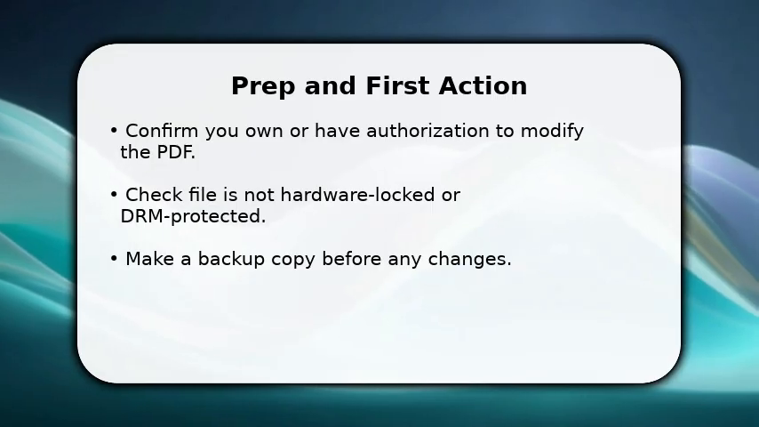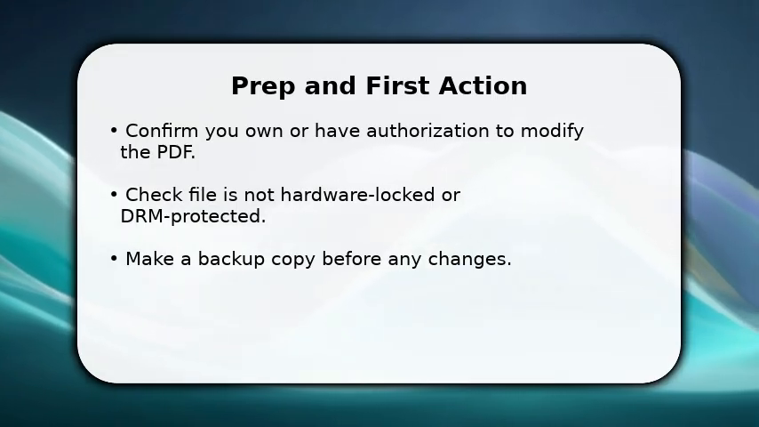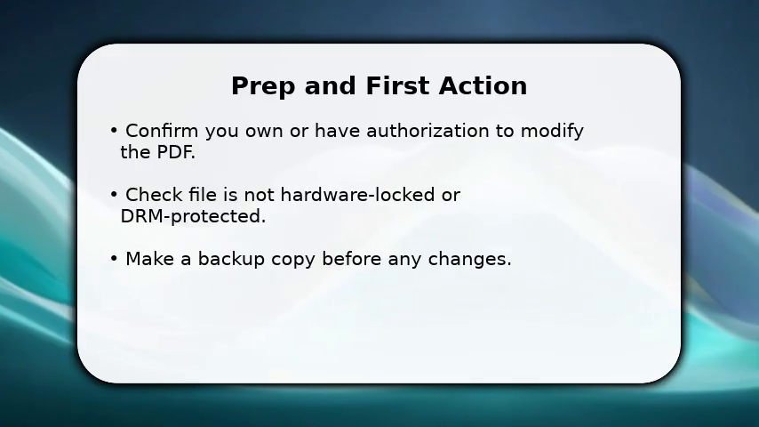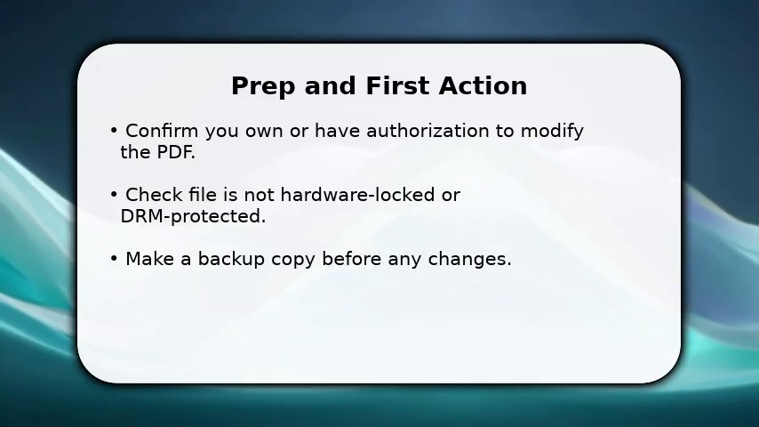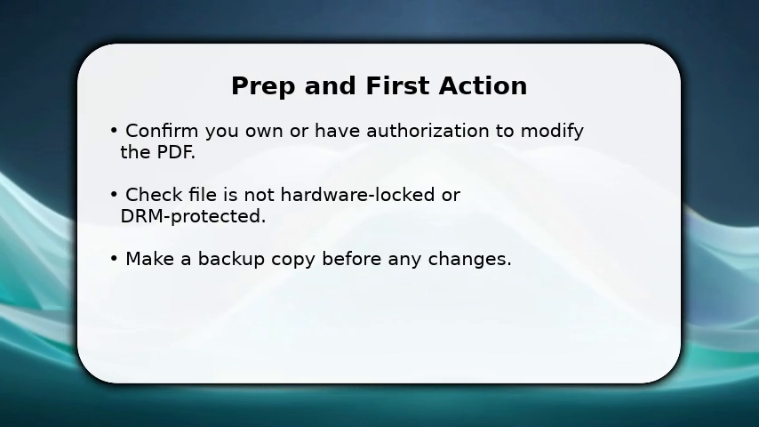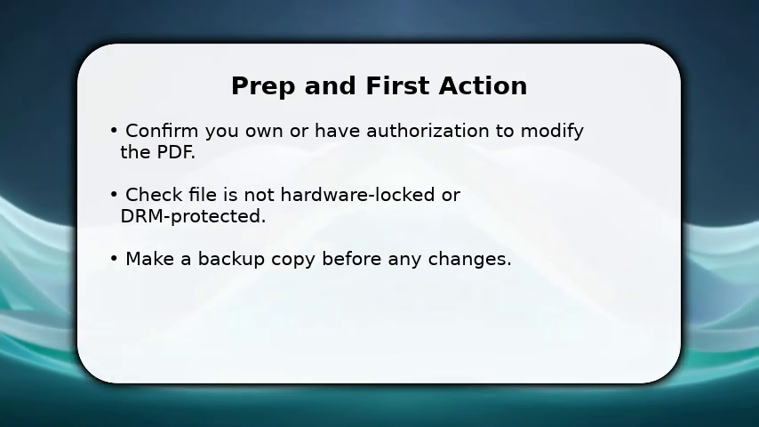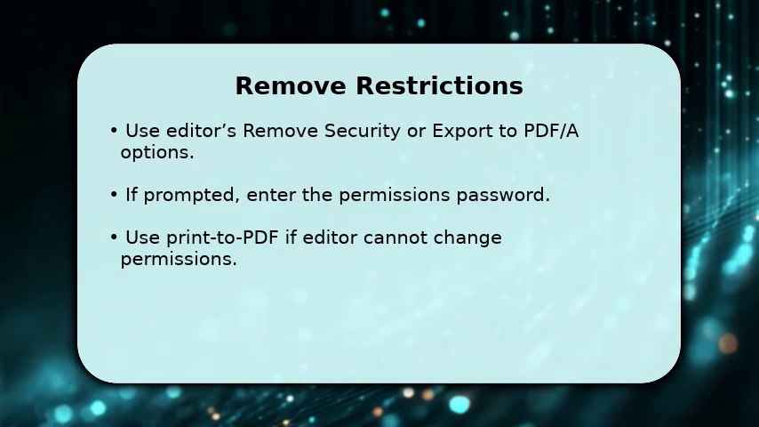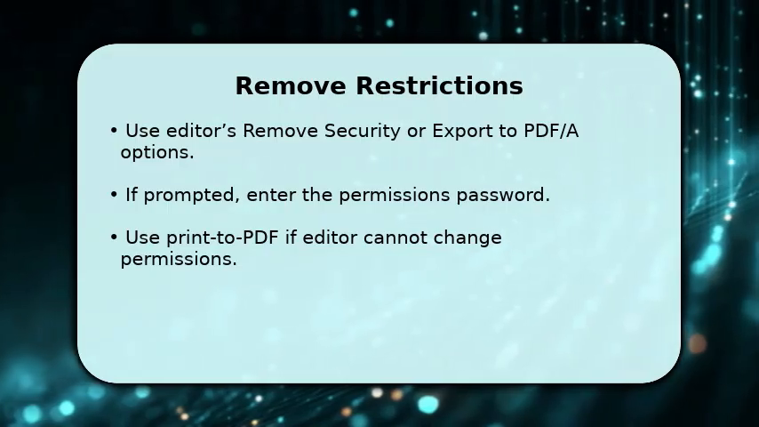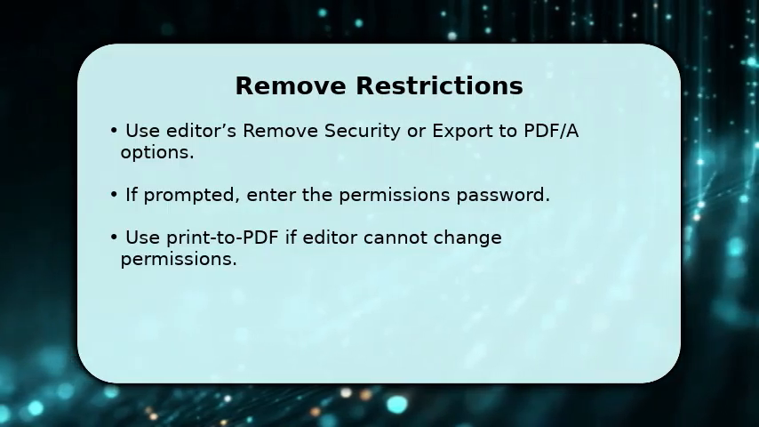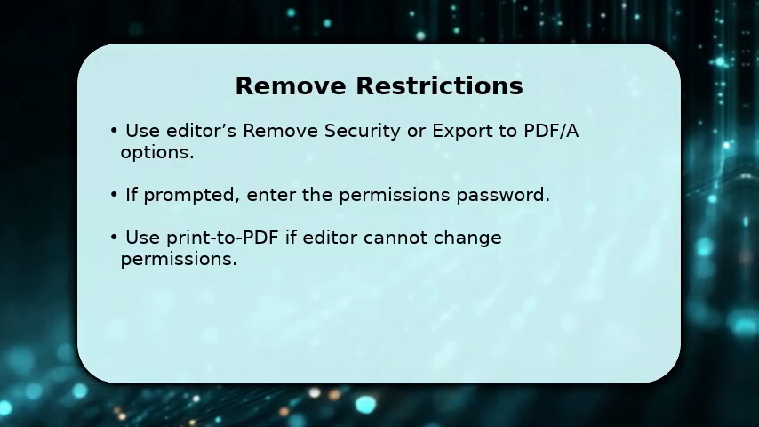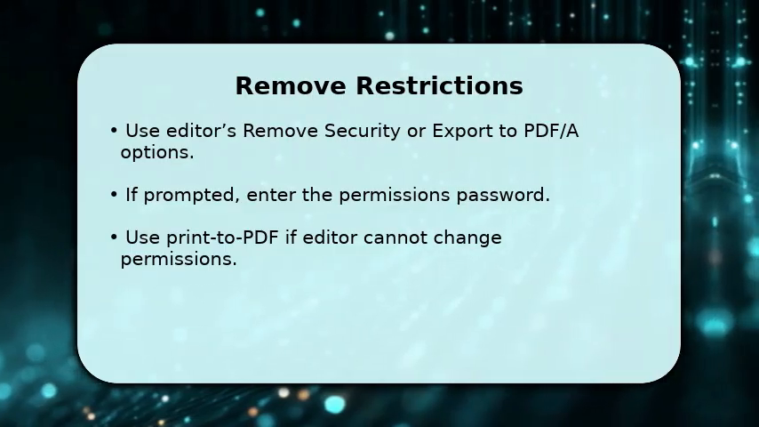If the file requests a permissions password, continue only with authorization. Otherwise, proceed to attempt permission removal using built-in features or export options in the application. You now attempt the actual removal. In your editor, choose Document Properties or Security and select No Security or Remove Restrictions. Enter the permissions password when asked.